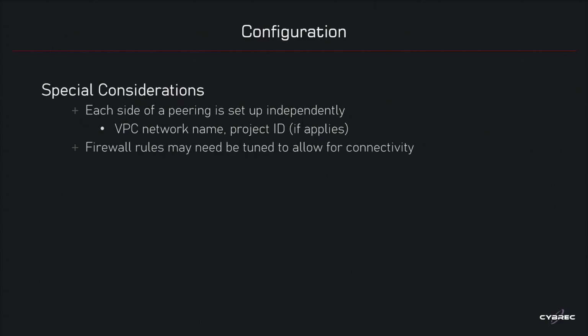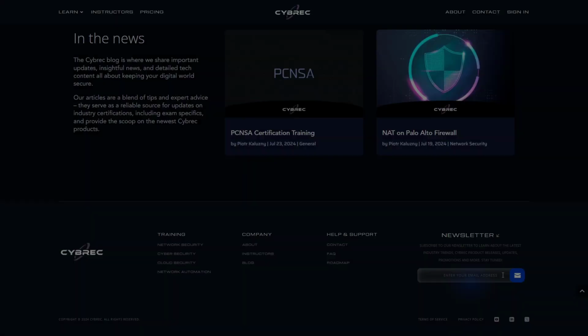Also remember that firewall rules still apply. This is something that you may need to tune for connectivity between the different VPC networks across the peering. Okay, we will now take a look at this in the console.